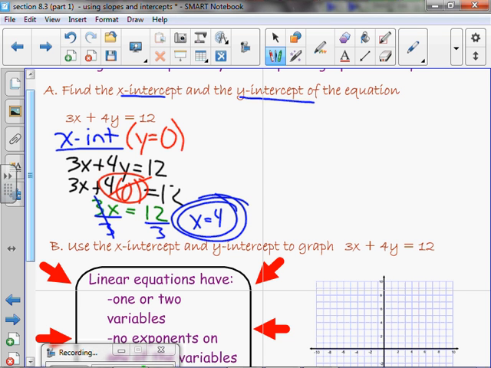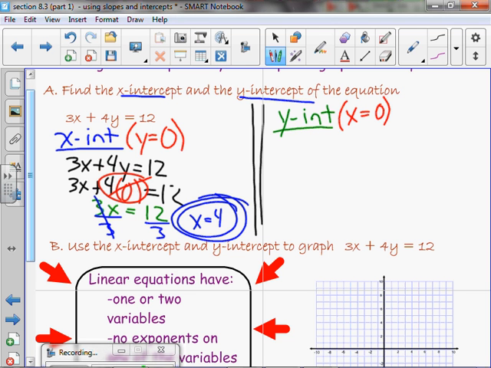Now I'm going to do the same thing for the y-intercept. What I need to point out again is that when I'm looking for the y-intercept, remember, in red so it stands out, this is the point where x equals 0. And now I'm just going to solve like I did before. 3x plus 4y equals 12. Well, instead of x, I'm going to put in our friend 0. Everything else will stay the same. 3 times 0 plus 4y equals 12.